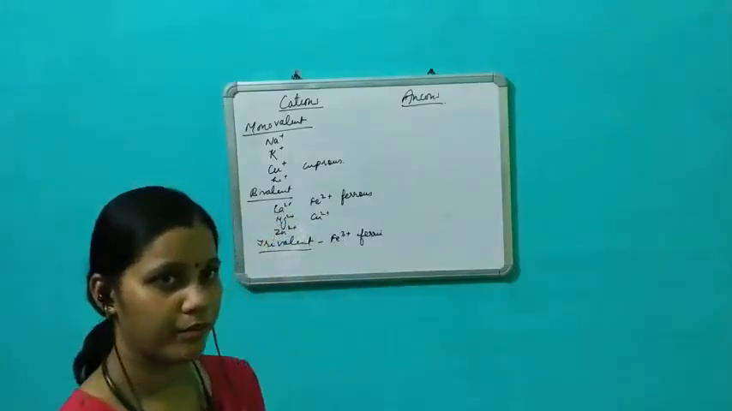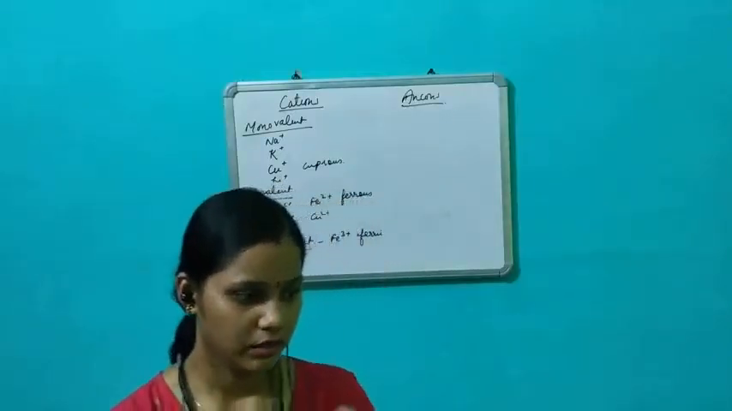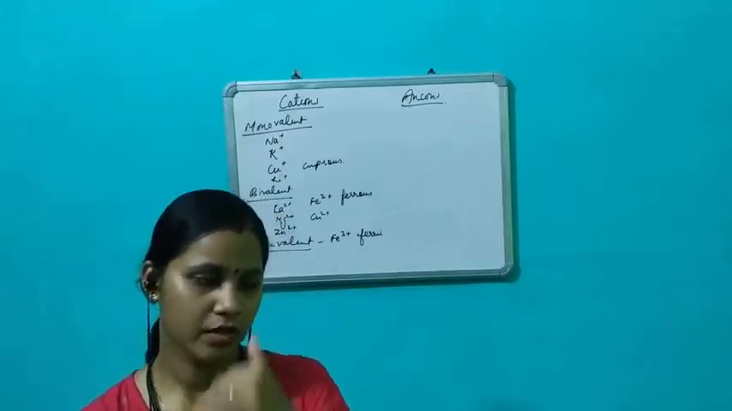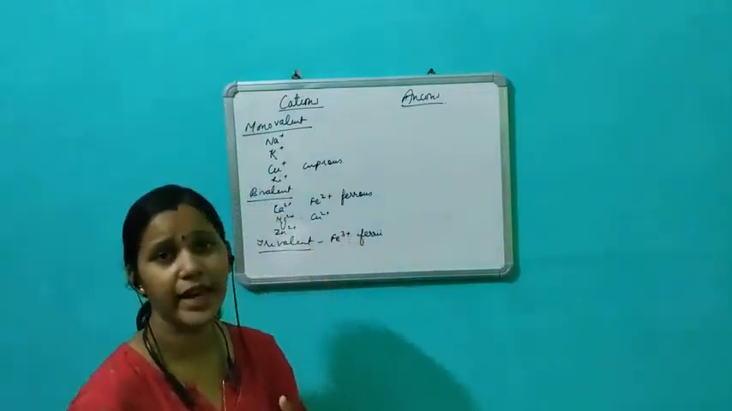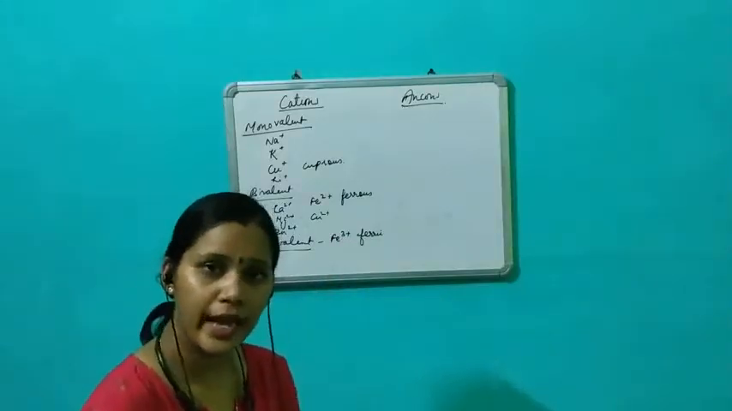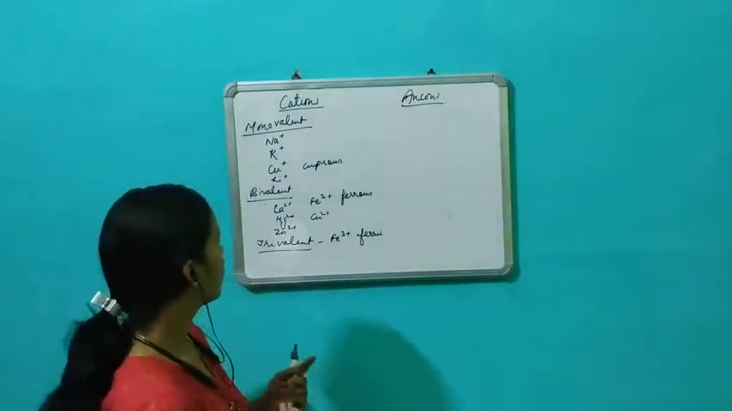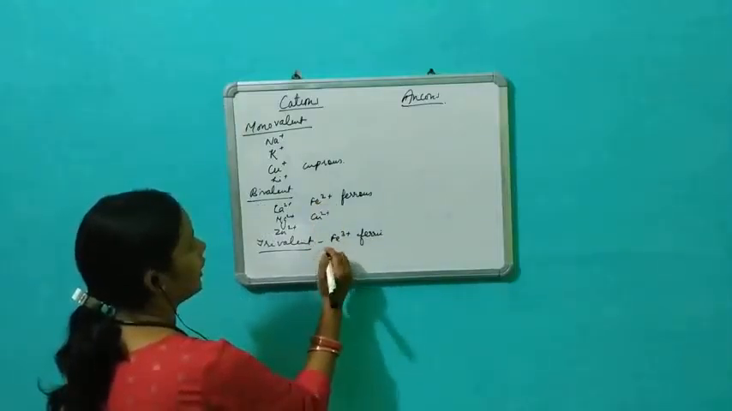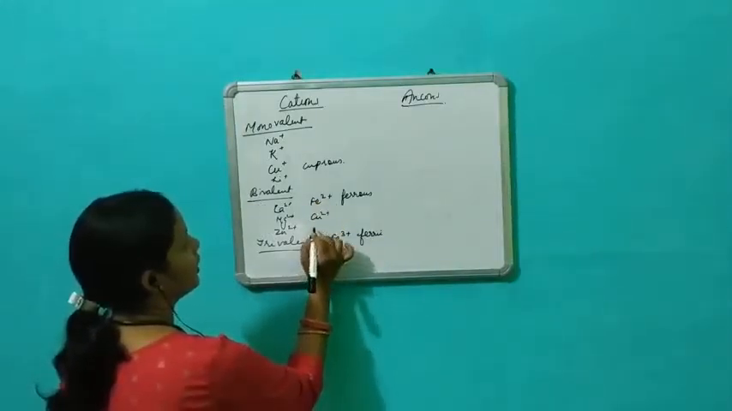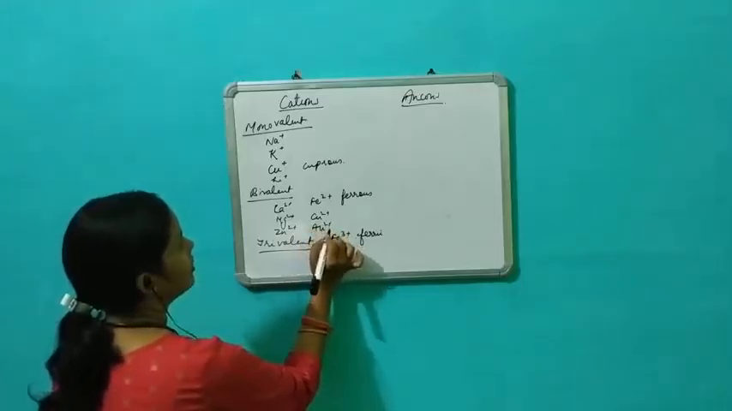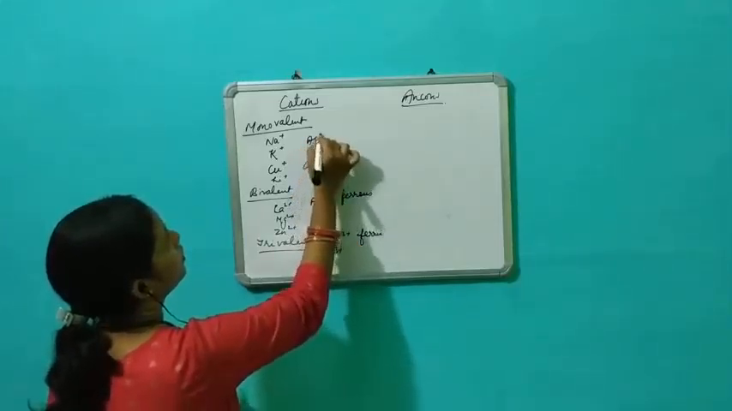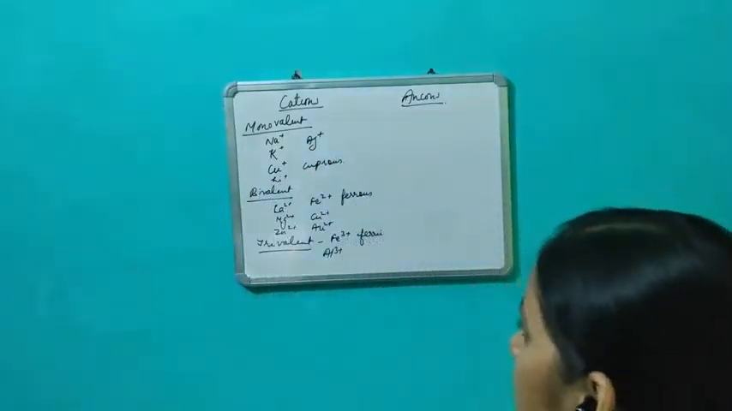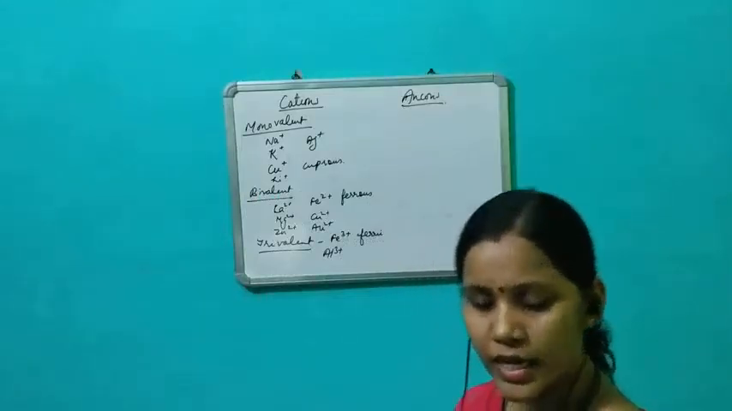Some elements can have variable valencies. For example, iron can have Fe2+, Fe3+. Copper can have +1 and +2. Gold can have +2. Zinc can show +2. Alright, so this will be Al3+, then Ag+, Au2+. So these are all the monovalent, trivalent and bivalent cations which have a tendency to lose electrons.